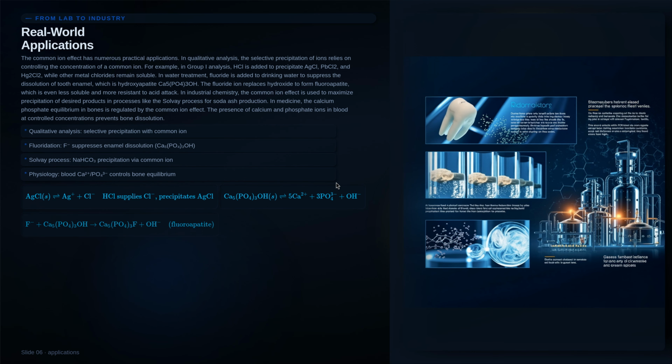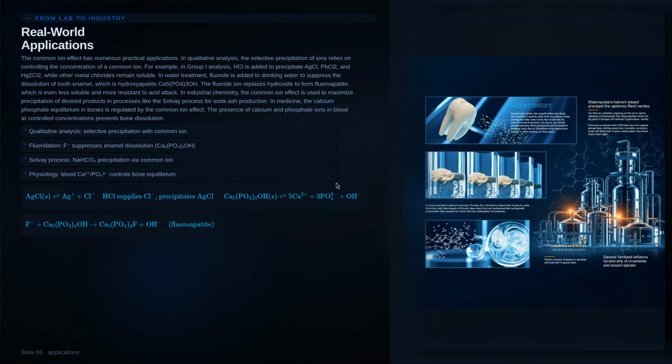The common ion effect has numerous practical applications. In qualitative analysis, the selective precipitation of ions relies on controlling the concentration of a common ion. For example, in group I analysis, HCl is added to precipitate AgCl, PbCl2, and Hg2Cl2, while other metal chlorides remain soluble. In water treatment, fluoride is added to drinking water to suppress the dissolution of tooth enamel, which is hydroxyapatite.